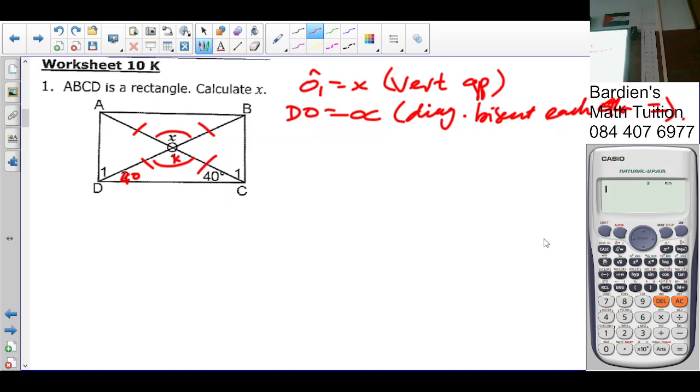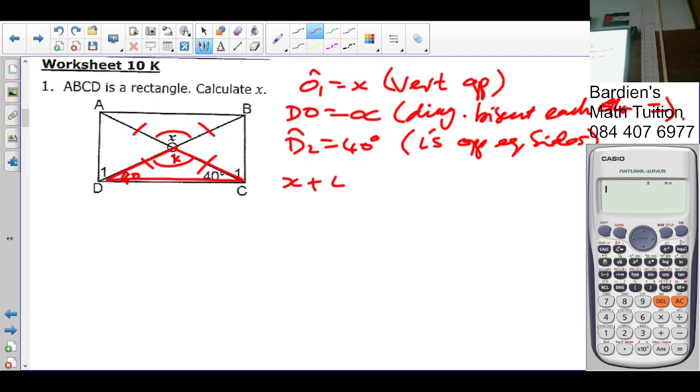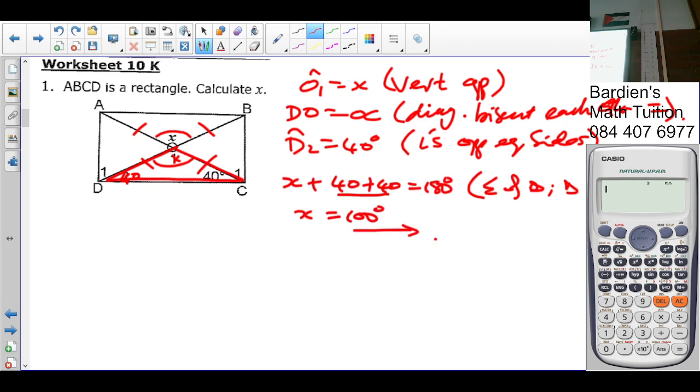So we're going to say that D2 is equal to 40 degrees. Why? As you said earlier, angles opposite equal sides. So now we can say that x plus 40 plus 40 equals 180. Why? Sum of angles in a triangle, and it's triangle DOC. That's 80, so x is equal to 100 degrees. Okay.